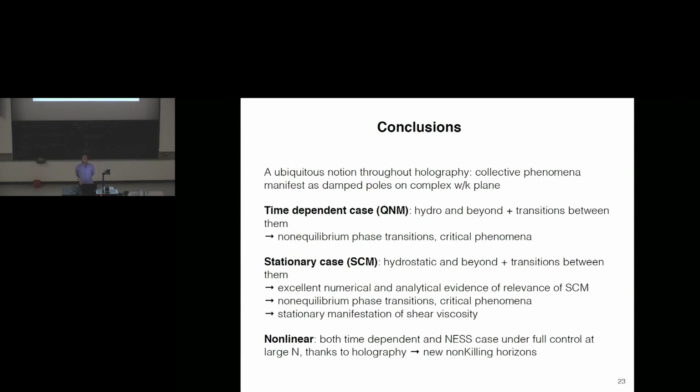So let me conclude. It is a ubiquitous notion throughout holography that collective phenomena manifest as damped poles in the complex omega plane, and now also, we argued, in the complex K plane. Let me skip the time-dependent case. That's an old tale. For the stationary case, we have excellent numerical and analytical evidence that they really describe most of the spatial structure. You get new non-equilibrium phase transitions with presumably associated critical phenomena. We have just argued that there's a stationary manifestation of shear viscosity, and we have constructed them nonlinearly.